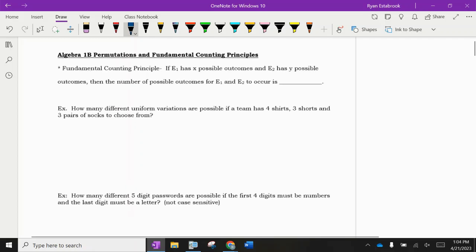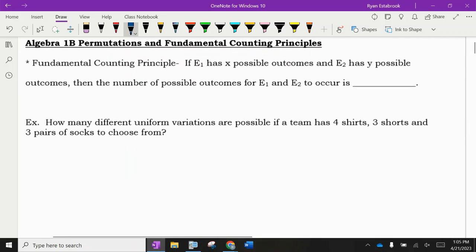Permutations and the fundamental counting principles. So the first thing I'm going to say is just very bland, very straightforward. If event 1 has X possible outcomes and event 2 has Y possible outcomes, how many possible outcomes would you have of both of those things occurring? You would multiply X times Y. That's just the general strategy, and it sounds very vague. It sounds very abstract.